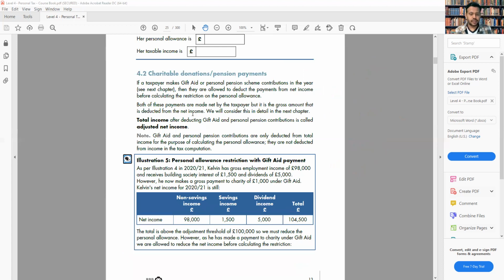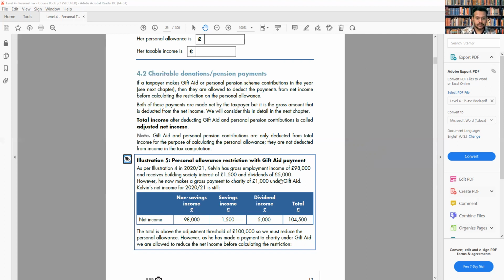This is another little bit tricky area: gift aid donation and pension payment. As we discussed before, we have two things. One is PPC, personal pension contribution, and the other is the gift aid donation. These two will be adjusted with the net income. So it will reduce your net income and you'll pay less tax. So let's have a look. How does it work?